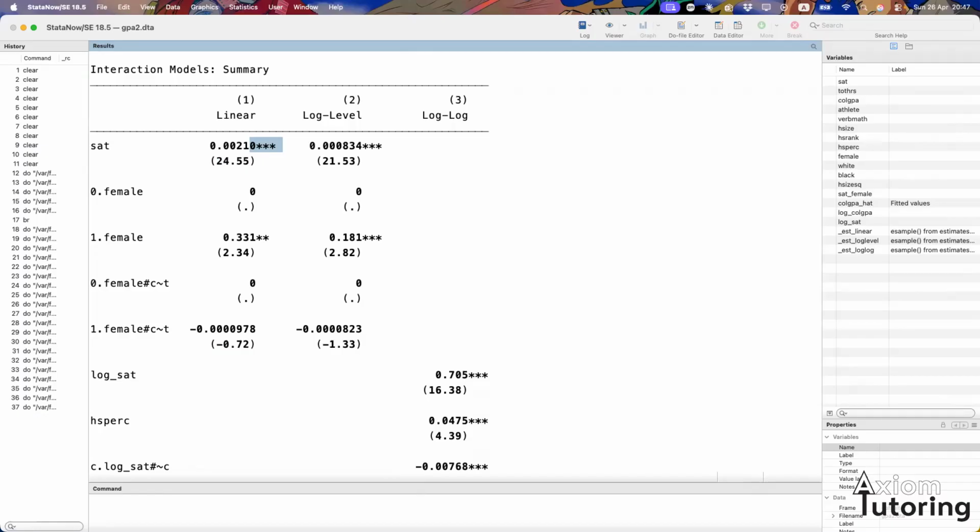That completes the interactions chapter. You now have the theory, the intuition, the math, and the software tools to run and interpret any interaction model you encounter. And in the next video, we're going to move to more exciting econometrics topics. So stay tuned, and I'll see you in the next video.